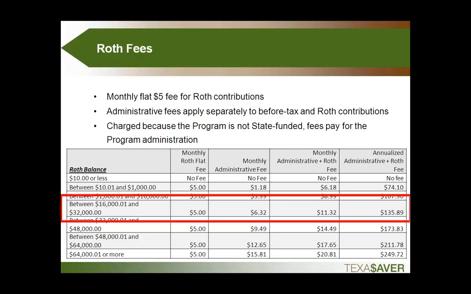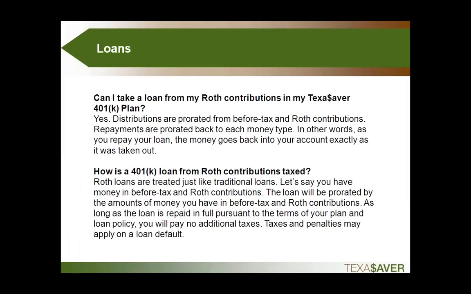One of the most popular features of the Texas Saver plan is the loan option. And you may ask, can I still take a loan if I have Roth contributions in my Texas Saver plan? The answer is yes. Loan distributions are prorated from before tax and Roth contributions. Repayments are prorated back to each money type. In other words, as you repay your loans, the money goes back into your account exactly as it was taken out. But wouldn't they be taxed?